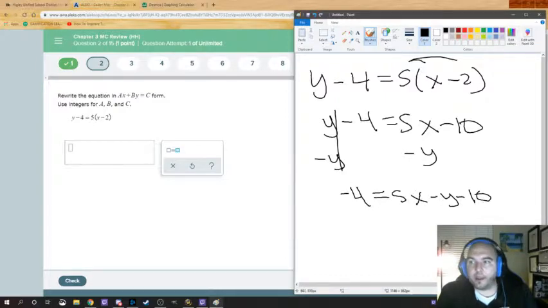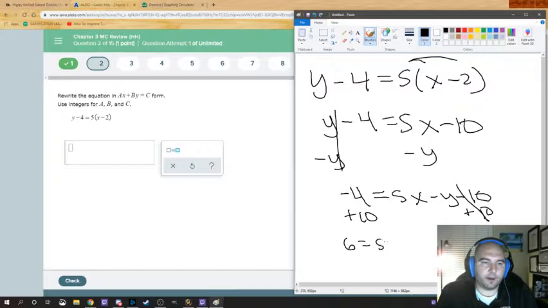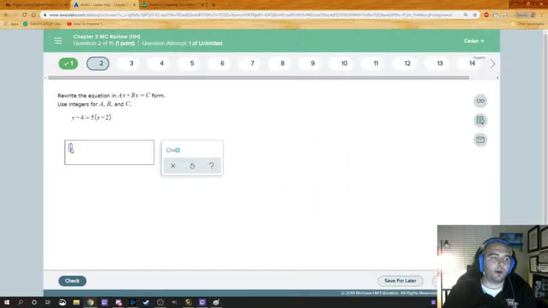That's good, right? However, I don't want this minus 10 here. I need to add 10 to both sides. And what that'll do is it'll make 6 equal 5x minus y. And there you go. You've got it in the right format. You've got x and y together. And it says use integers for a, b, and c. Well, those are integers. Integers means no fractions, no decimals. Only positive and negative numbers.